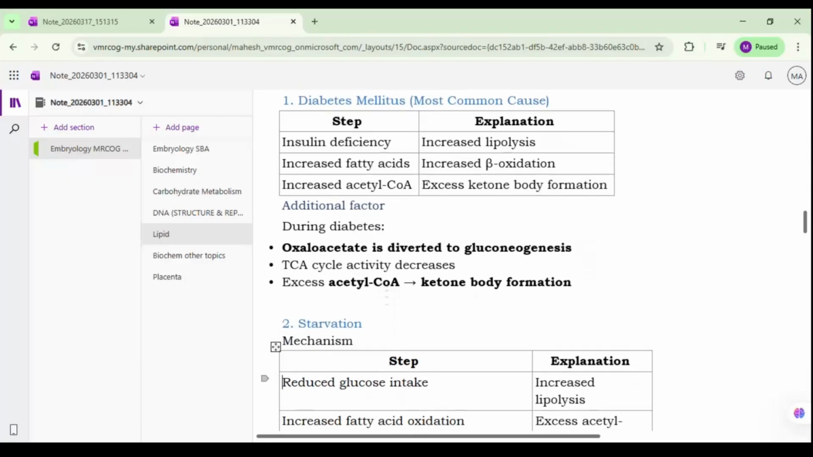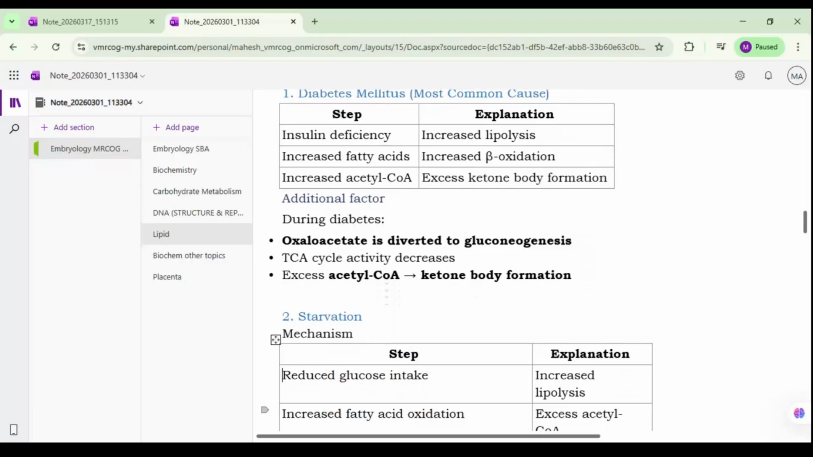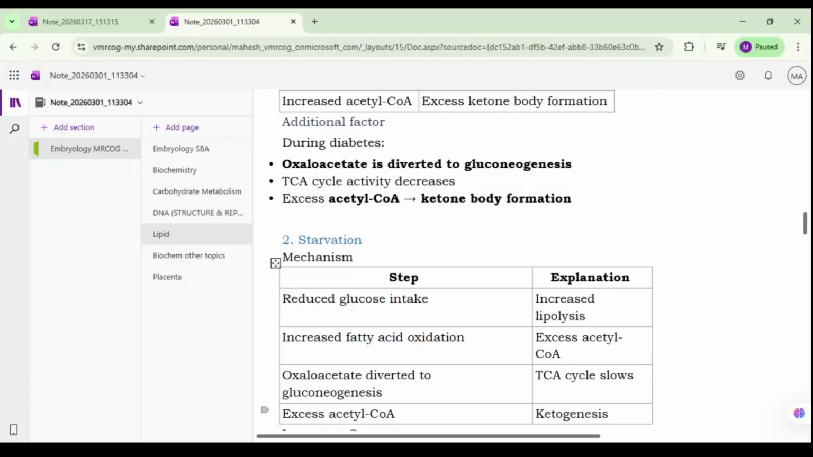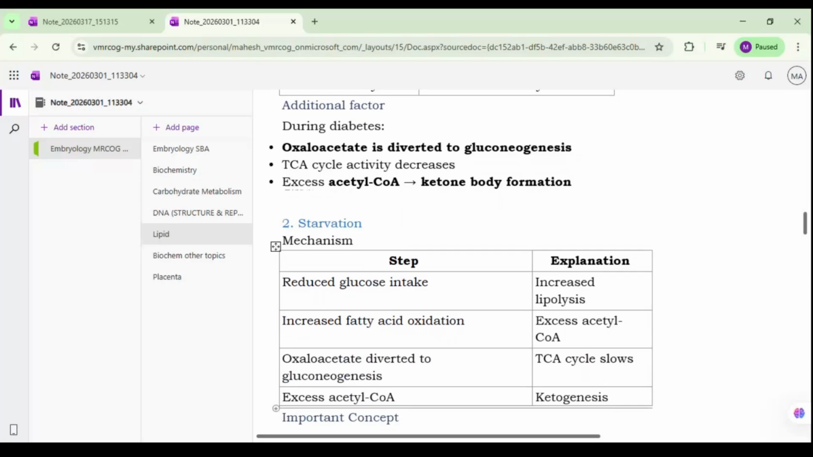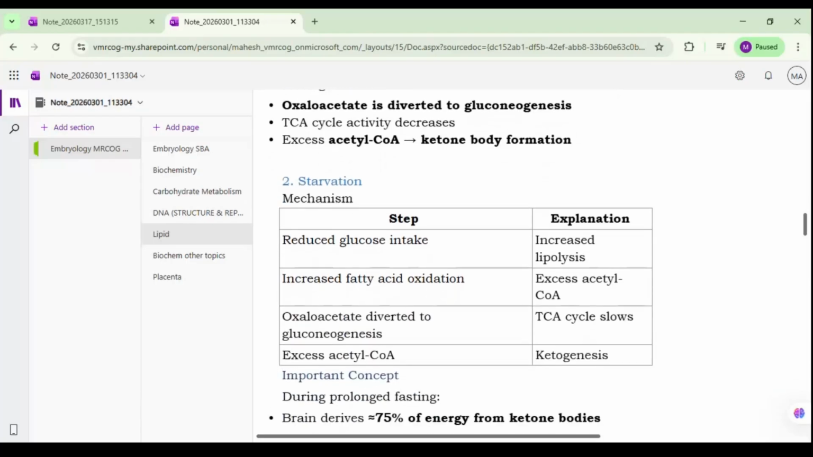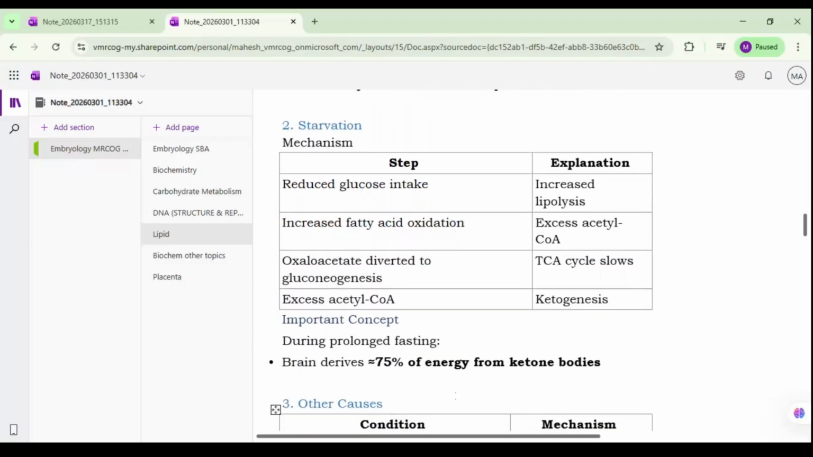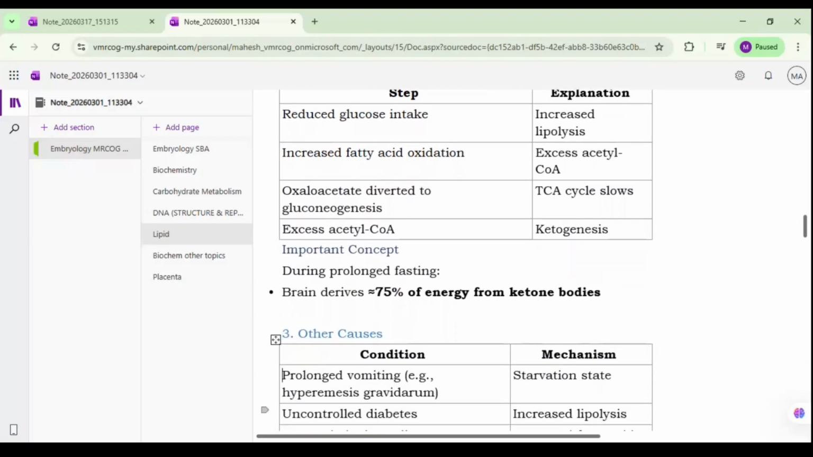Okay. Now what happens in starvation? In starvation, glucose intake is reduced, so there is an increased lipolysis. There is an increased fatty acid oxidation, so excess acetyl-CoA is formed. The oxaloacetate will be diverted to gluconeogenesis, and the TCA cycle activity is reduced, so excess acetyl-CoA will form ketone bodies, leading to ketogenesis. Okay, so this is an important concept. During prolonged fasting, the brain derives 75% of its energy from the ketone bodies.